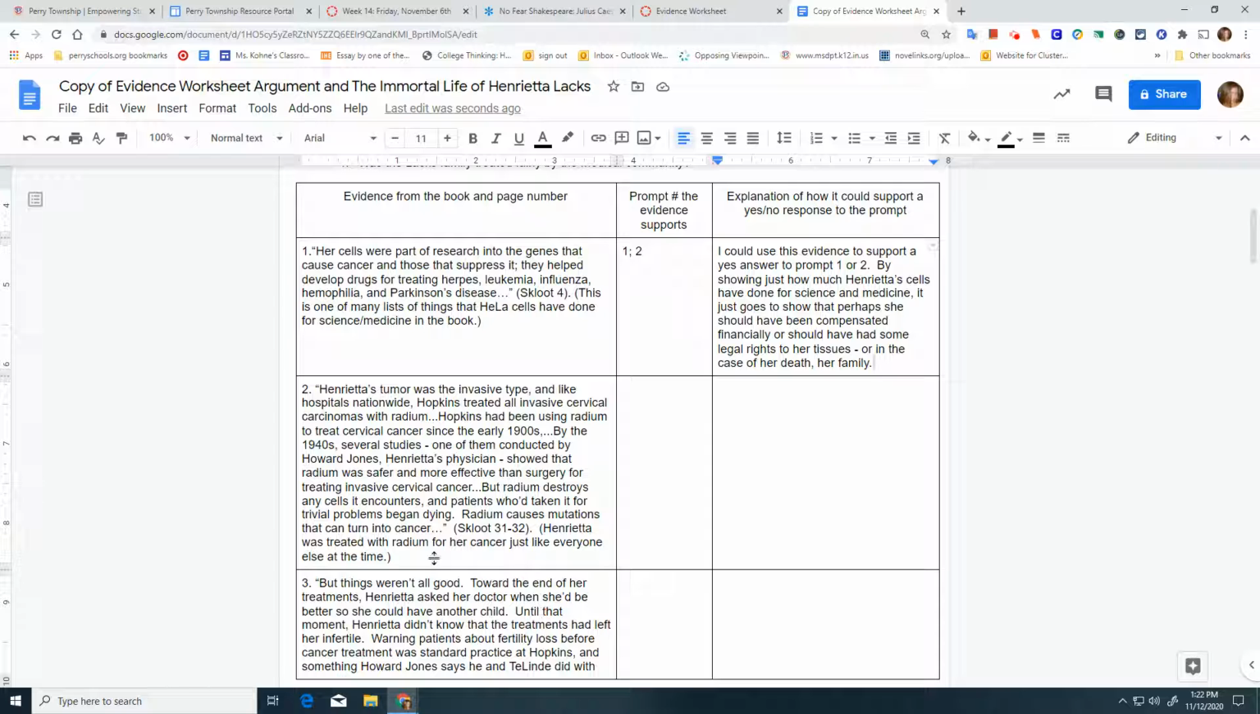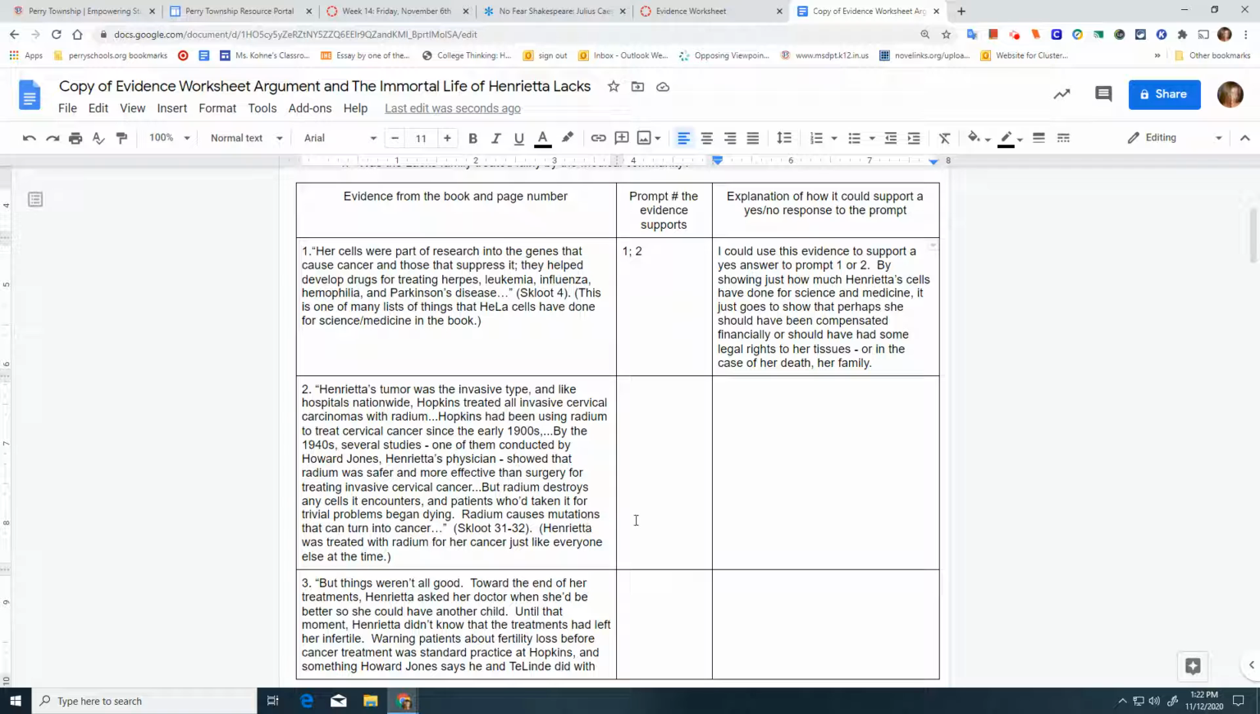Look at number 2. Henrietta's tumor was the invasive type, and like hospitals nationwide, Hopkins treated all invasive cervical carcinomas with radium. Hopkins had been using radium to treat cervical cancer since the early 1900s. By the 1940s, several studies, one of them conducted by Howard Jones, Henrietta's physician, showed that radium was safer and more effective than surgery for treating invasive cervical cancer. But radium destroys cells it encounters, and patients who'd taken it for trivial problems began dying. Radium causes mutations that can turn into cancer.